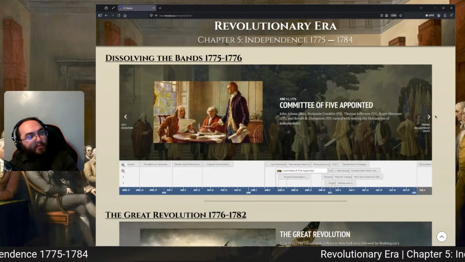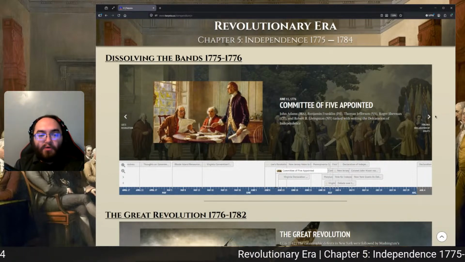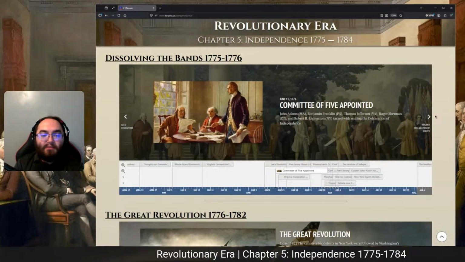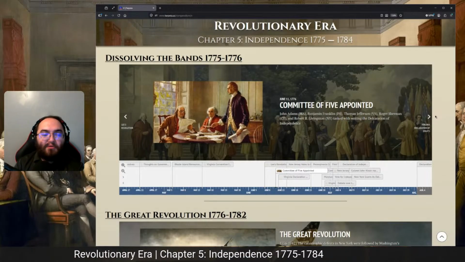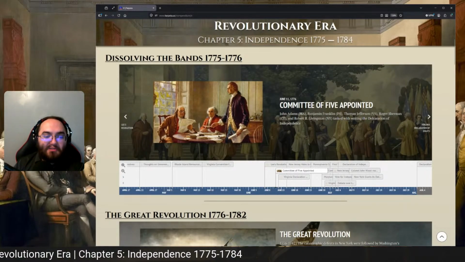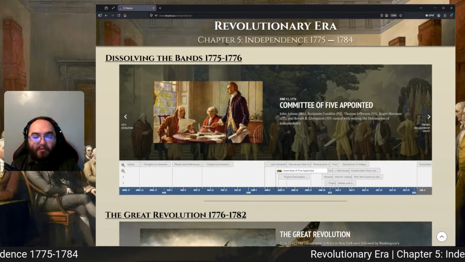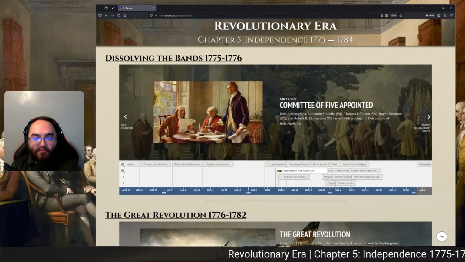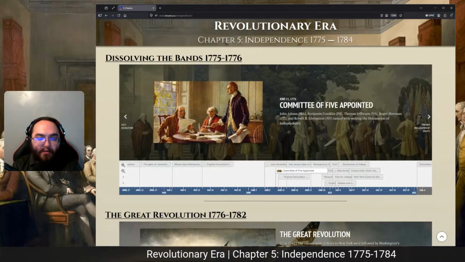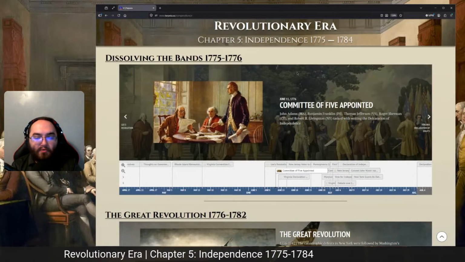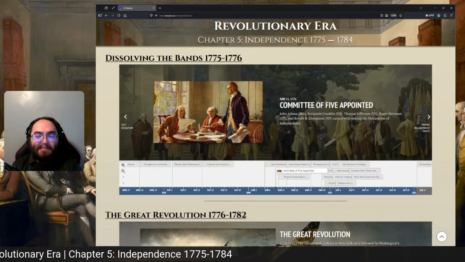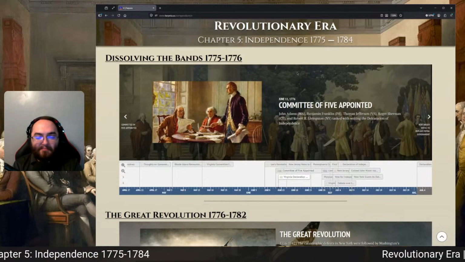As per Lee's resolution, on June 11, 1776, the Committee of Five is appointed, although this painting only has 3 men. There's actually 5 men: John Adams from Massachusetts, Benjamin Franklin from Pennsylvania, Thomas Jefferson from Virginia, Roger Sherman from Connecticut, and Robert Livingston from New York, tasked with writing the Declaration of Independence.